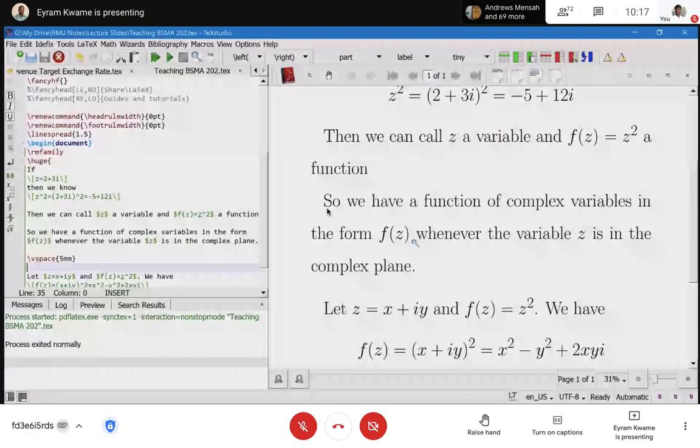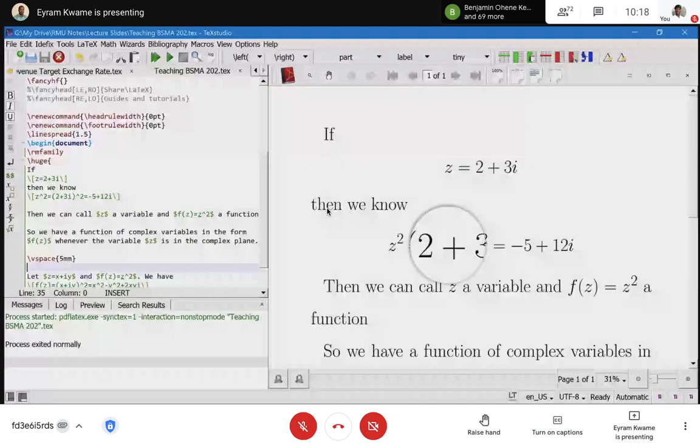to 2 plus 3i. And then I expanded this complex number to see what I'll get. Now I'm calling the method I used to get the new complex number. If you look at this, 2 plus 3i, minus 5 plus 12i. What is the relationship between them? I have to square the first number to get the second number.